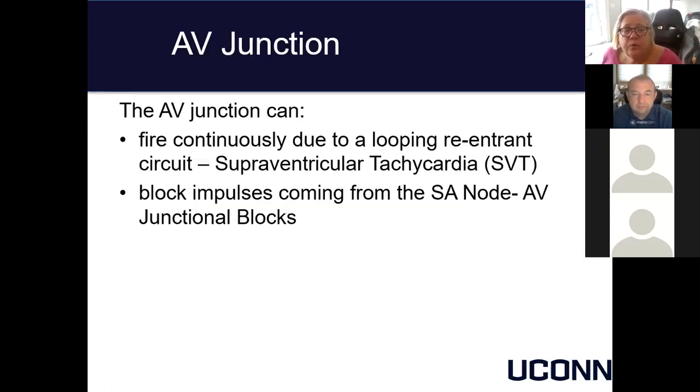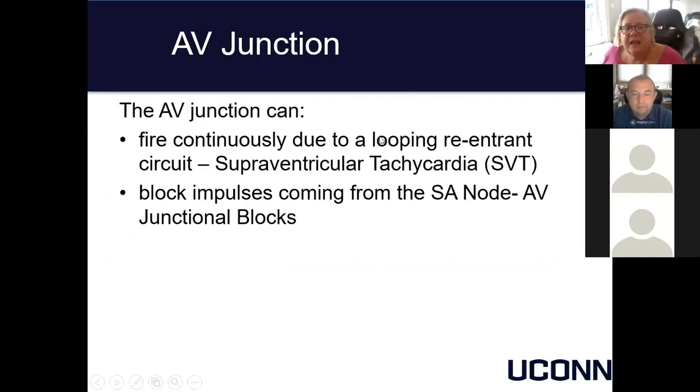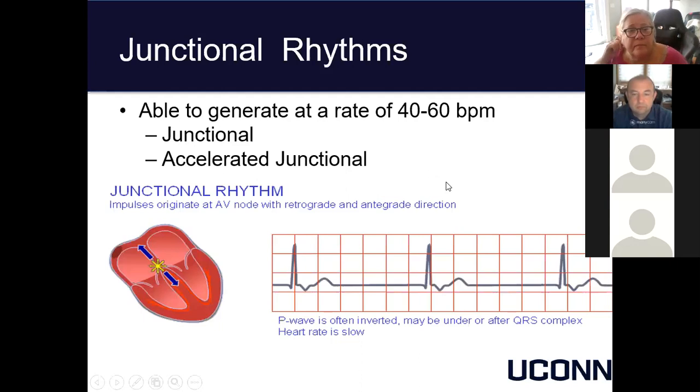Most junctional rhythms or AV junction rhythms are in the 40 to 60. Again, a supraventricular is higher than that, which is what makes it a dysrhythmia. And again, it's starting in the, with a junctional rhythm.